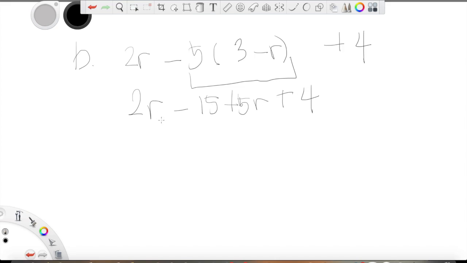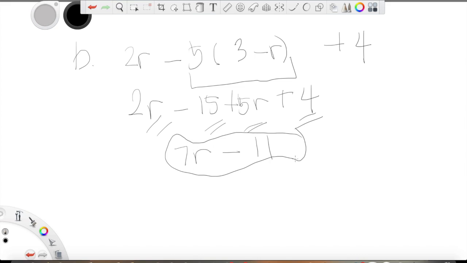Now we have similar terms here, 2r and 5r. We combine them, so it becomes 7r. Another like terms here are negative 15 and 4. Negative 15 plus 4 is negative 11. So 7r minus 11 is the final answer.